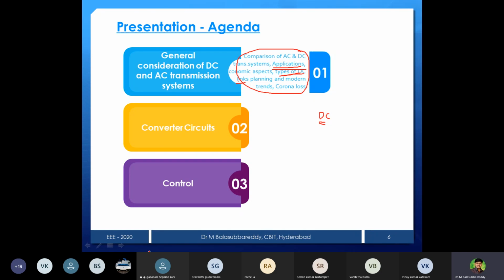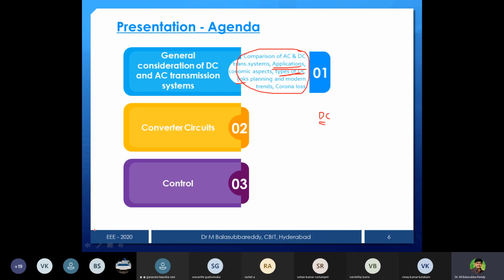And the third one is a homopolar link. It has 2 or more conductors with the same polarity. Preferably we'll use negative polarity, usually we'll use that. And then the return path you can use as metallic or ground or seawater, all these things. So these are some of the types of DC links. 3 DC links will be there.